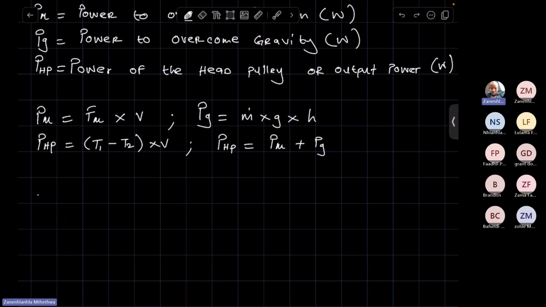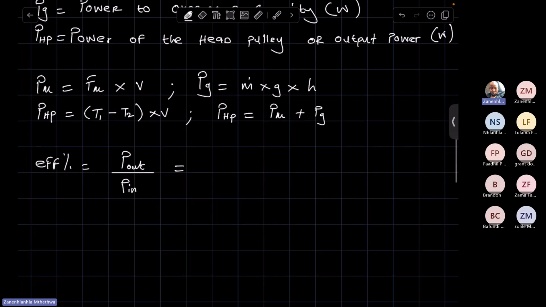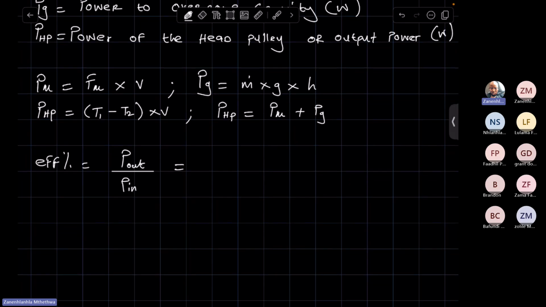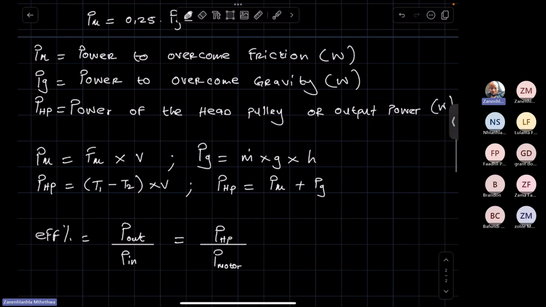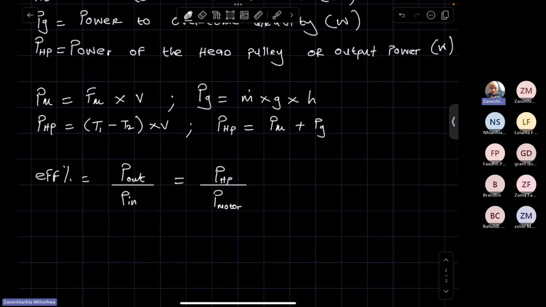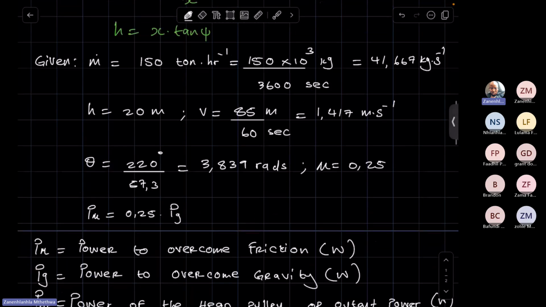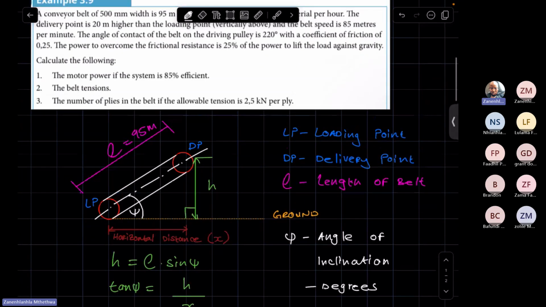Right, and then as far as efficiency, we know efficiency is equal to power out divided by power in. Now, in terms of conveyor belts, power out is essentially the power of the head pulley, and power in is the power of the motor, P motor. Right, so these are the formulas you are looking at using here.